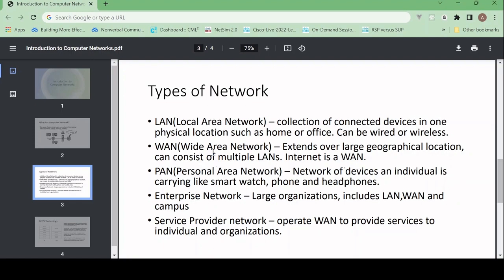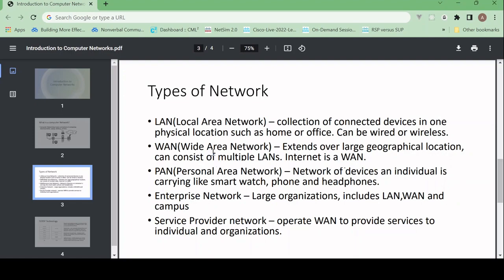Then they connect with each other using an enterprise network. Okay. Next is service provider network. So a service provider network is one where they operate a WAN and provide services to individuals and organizations.